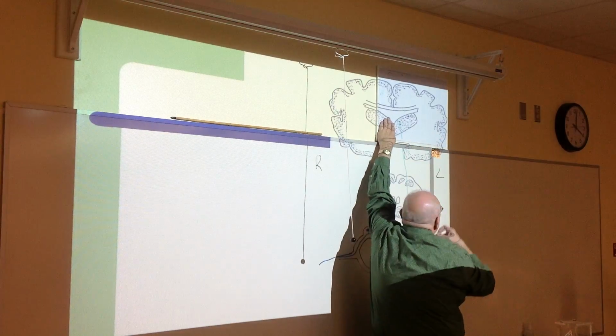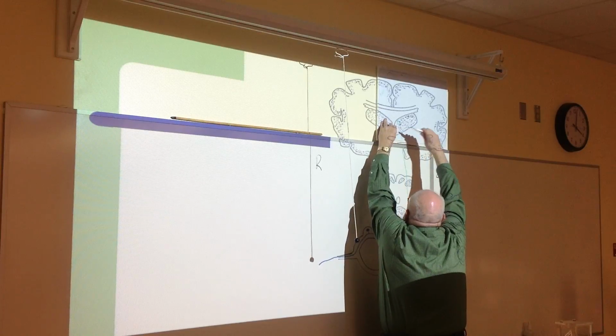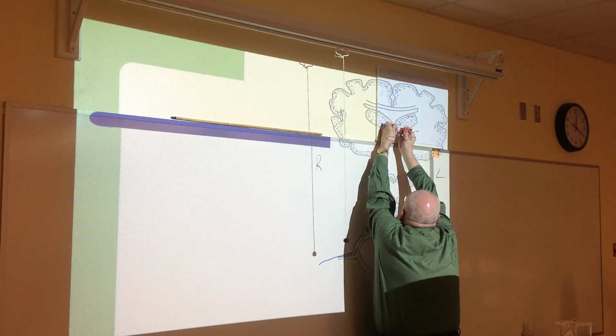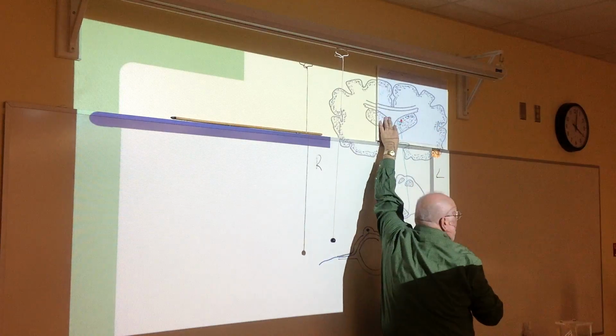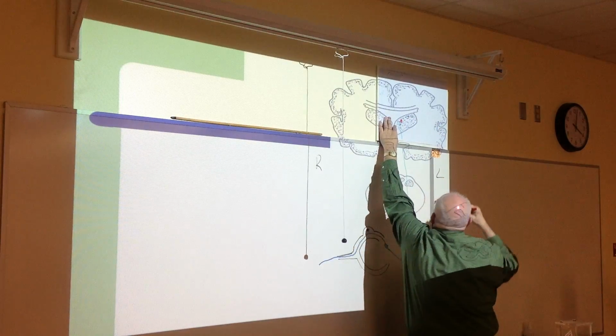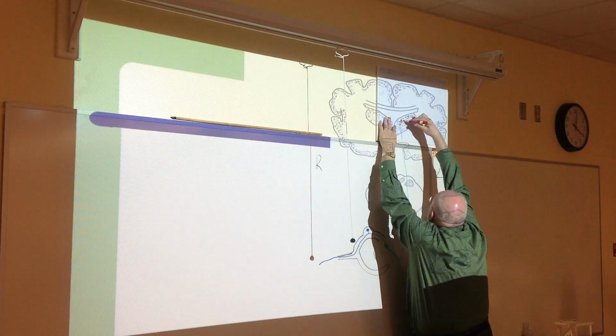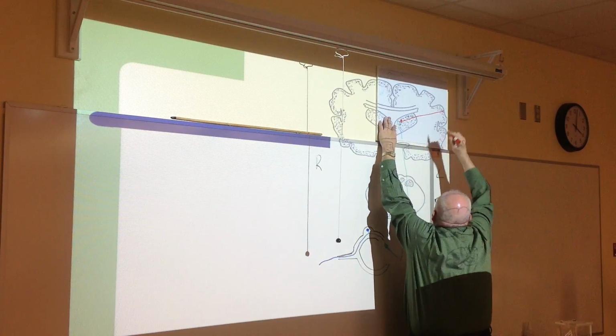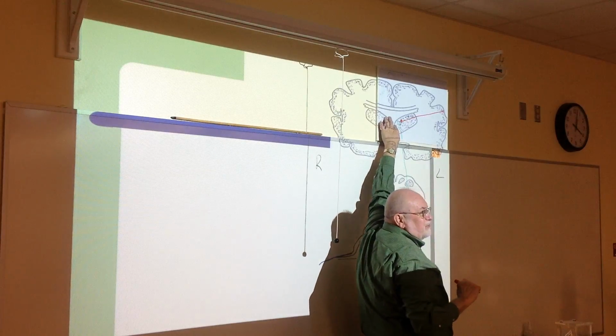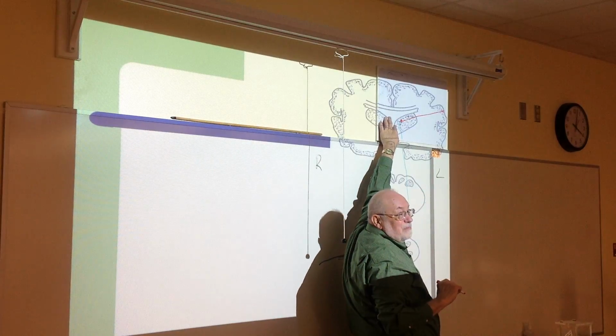Spinothalamic. Now, what's going to happen once it gets up here? It's going to synapse with the third order neuron, again, another multipolar neuron. And the axon for that one's going to head right out to the primary sensory cortex.